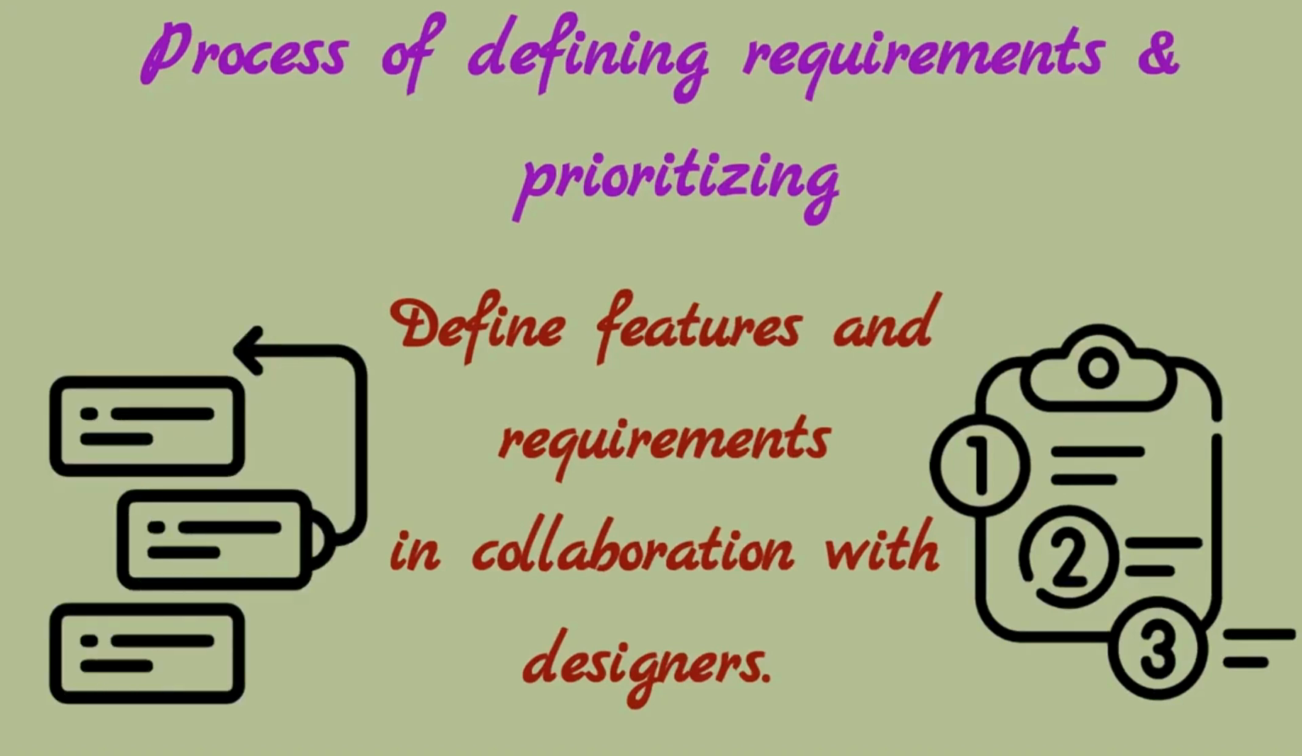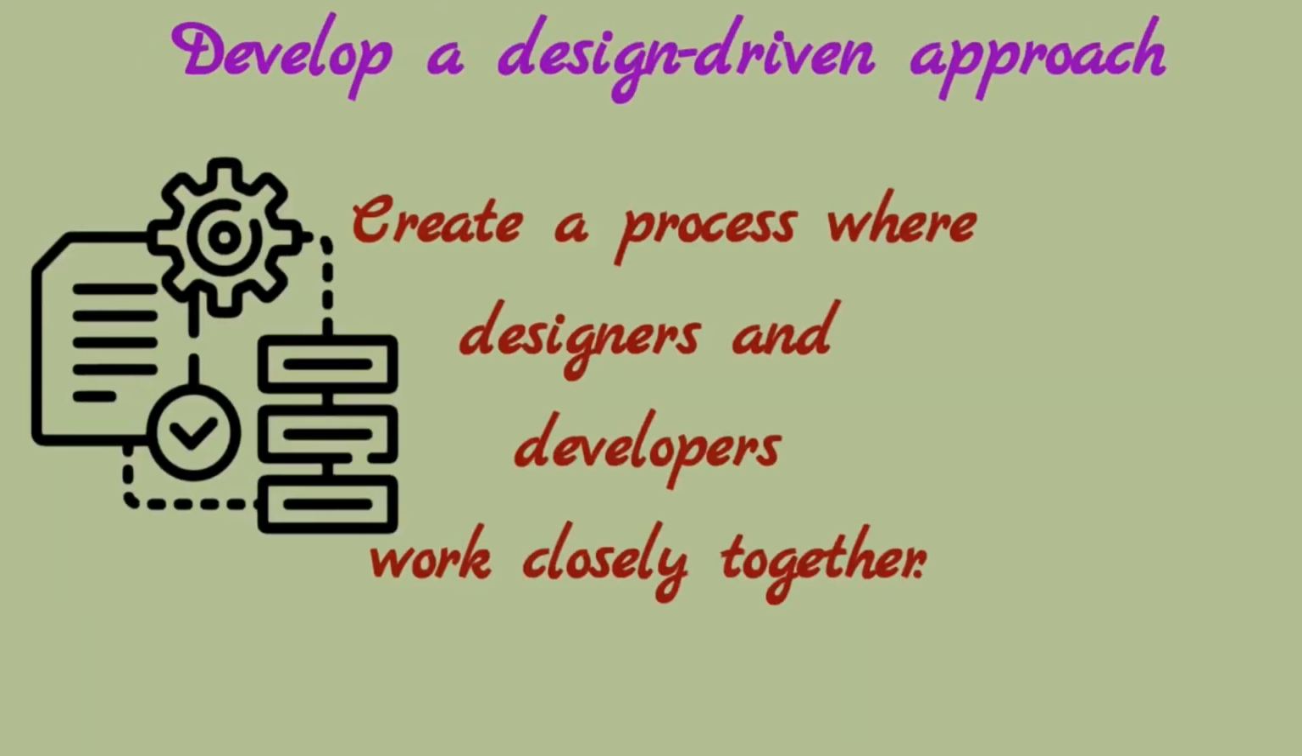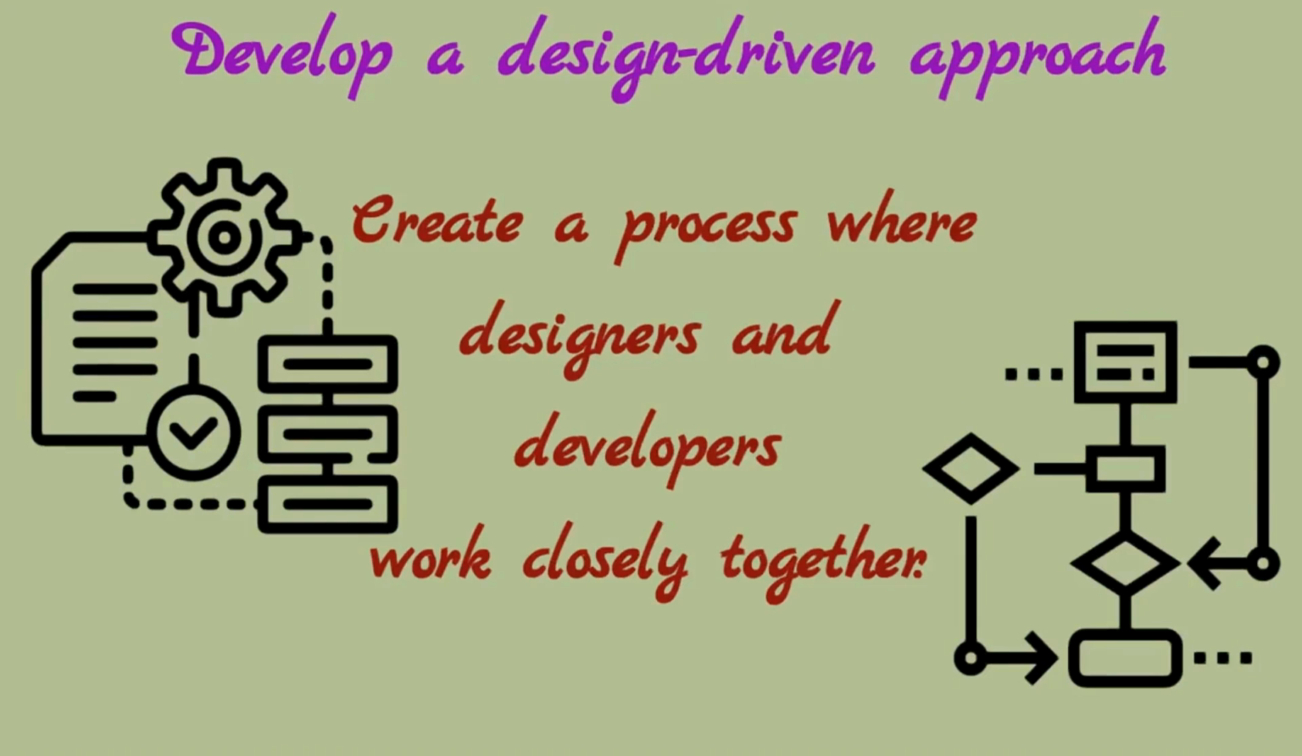Define features and requirements in collaboration with designers. Design thinking and understanding of user needs can help shape requirements that are feasible and provide the best user experience. Number 6. Develop a design-driven approach. Create a process where designers and developers work closely together to ensure the design intent is effectively implemented and technical constraints are considered. Encourage feedback loops, design reviews, and iterations.